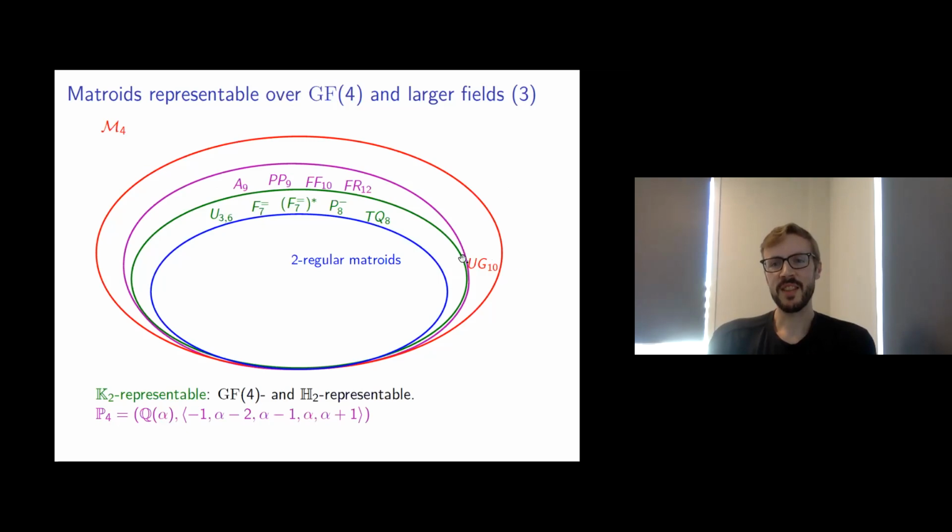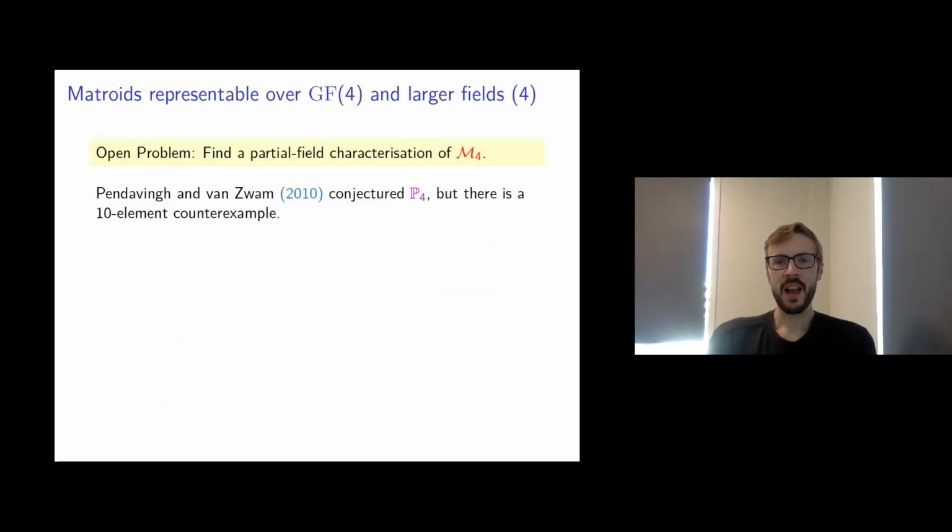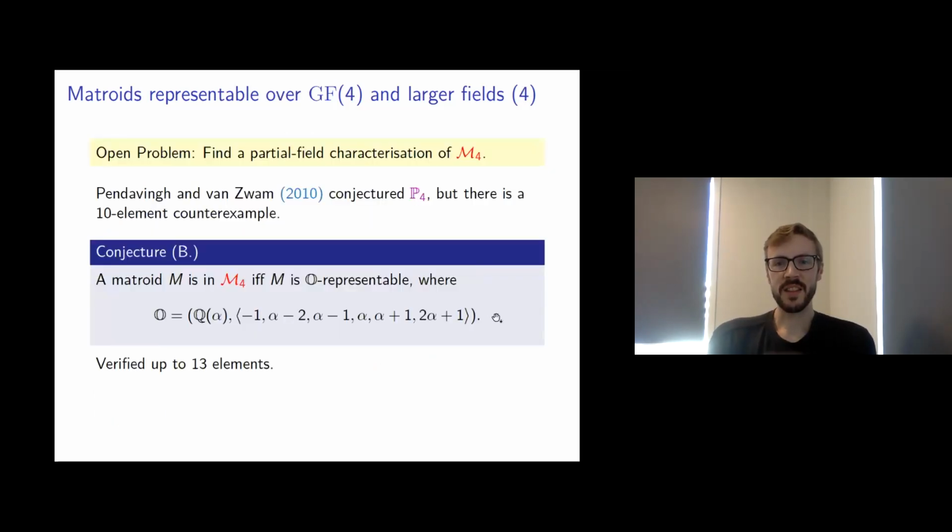So you can look at the universal partial field then for this matroid, and that can lead you to another possible conjecture for what might characterize representability for M4. So that's this partial field here that I'm conjecturing characterizes M4, and if there is a counterexample, I know that it has at least 14 elements, so it characterizes the class up to 13 elements.